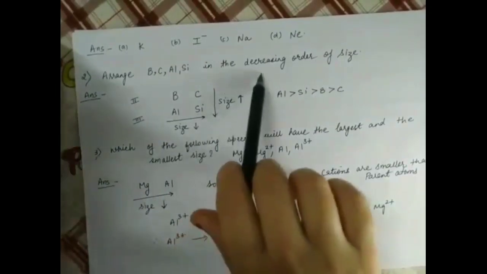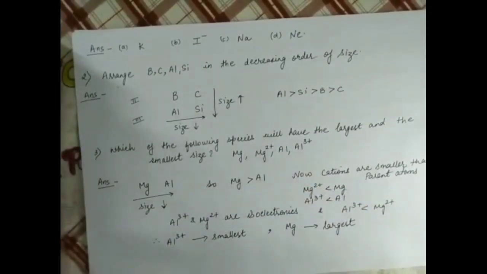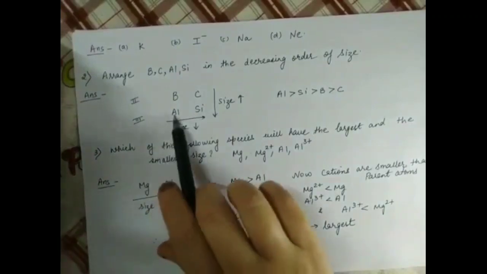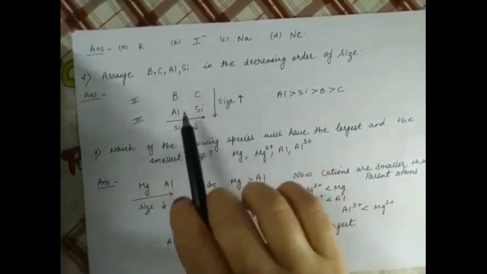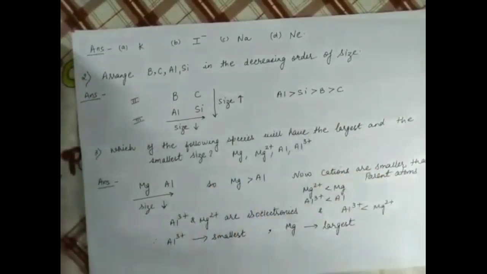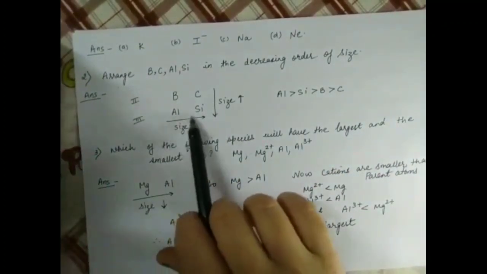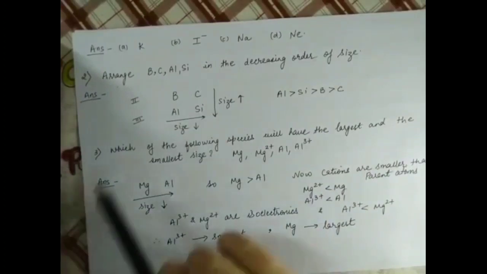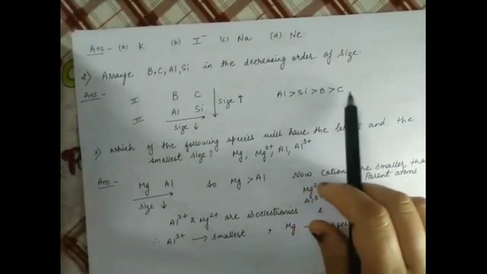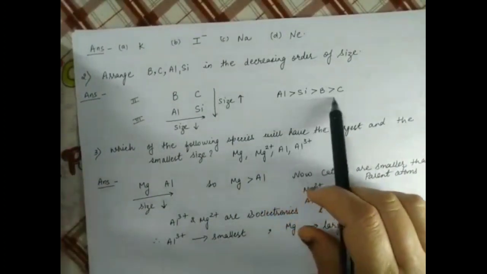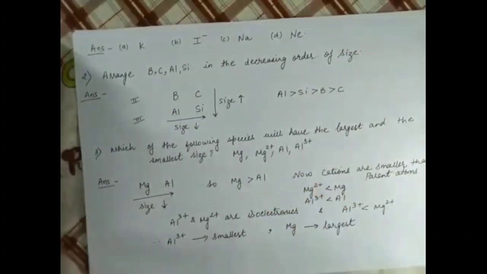It means now decreasing order is asked. Decreasing means more to less. So which are larger in size? Aluminium and silicon. They are larger in size. Now out of aluminium and silicon, aluminium is bigger. So out of these 4 elements, which is having the largest size? Answer is aluminium. So after aluminium, your silicon will come. Now comes boron and carbon. Out of boron and carbon, which is bigger in size? Definitely boron. So the first will be boron and then carbon. So this is the decreasing order of atomic size of these 4 elements.